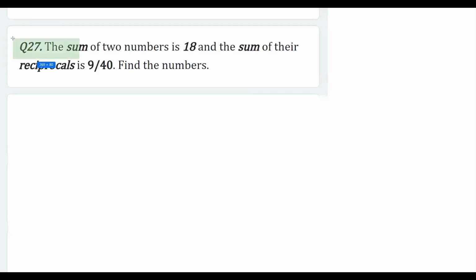Now we are on question number 27. It says the sum of two numbers is 18 and the sum of their reciprocals is 9 over 40. That's from the chapter quadratic equations, and we have to find the numbers here.